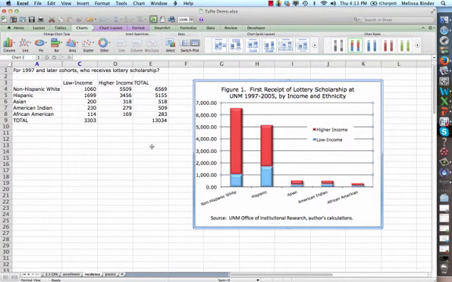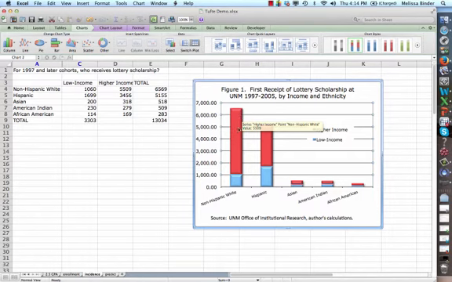Okay, so I'm going to go to a figure that I found from some old work I had done. I made it a little worse than it was, but it wasn't too good. I hadn't Tuftified it yet. Let's just look first at what the figure is conveying. It says Figure 1, first receipt of lottery scholarship at UNM 1997 to 2005 by income and ethnicity. And this is the numbers of students here.